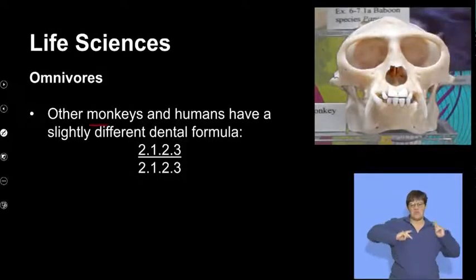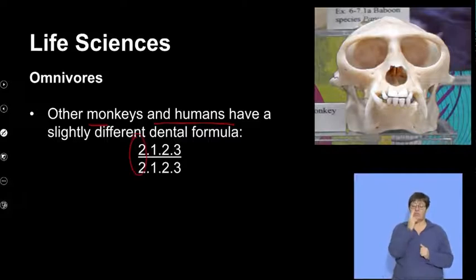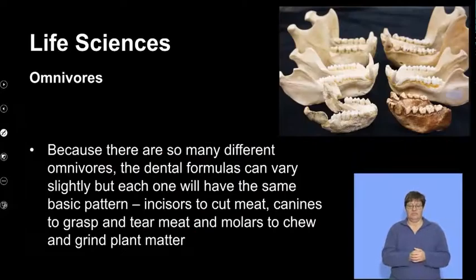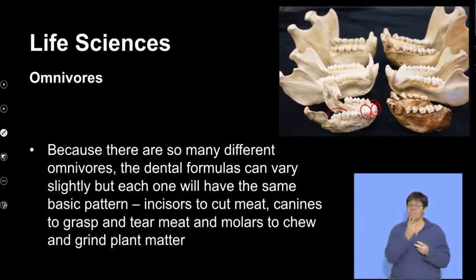Other monkeys and humans have the following dental formula: 2 incisors, 1 canine, 2 premolars, and 3 molars. Again, an adaptation to an omnivorous diet. We can compare that to many of the other primates, and you can clearly see the distinct formation of your canines, your incisors, your molars and your premolars. Again, an adaptation to a diet of plant and animal matter.